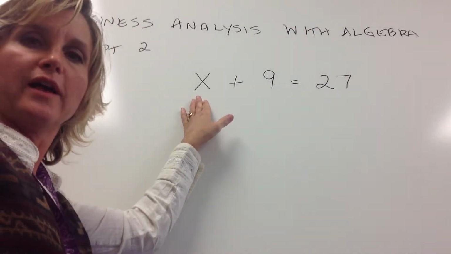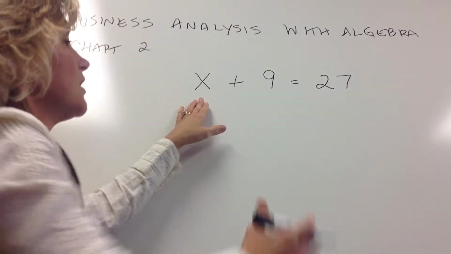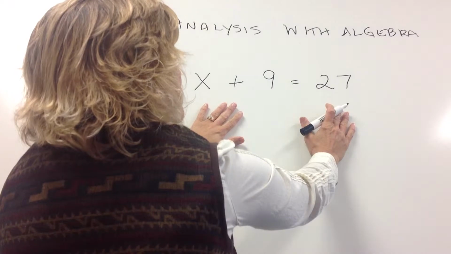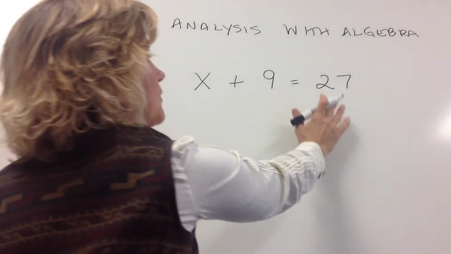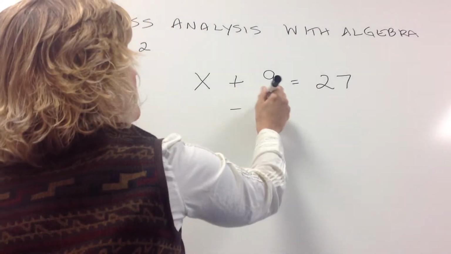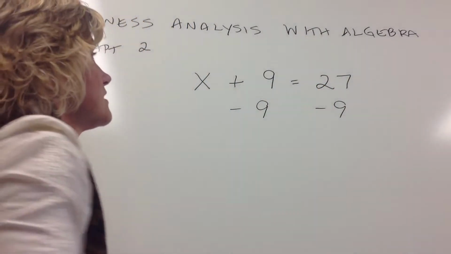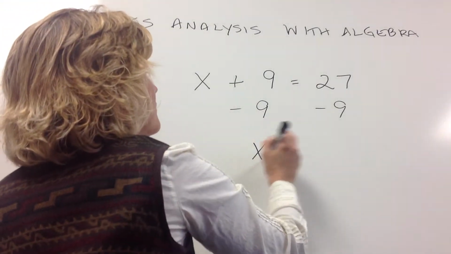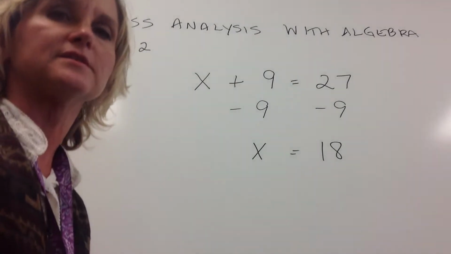Our goal is to find the x. And if all it is simple addition, we know that both sides of this equation are equal. So if we want to keep them equal, what we do to one side of the equation, we have to do to the other. So if we subtract 9 from both sides of the equation, we will be able to find out what x is.